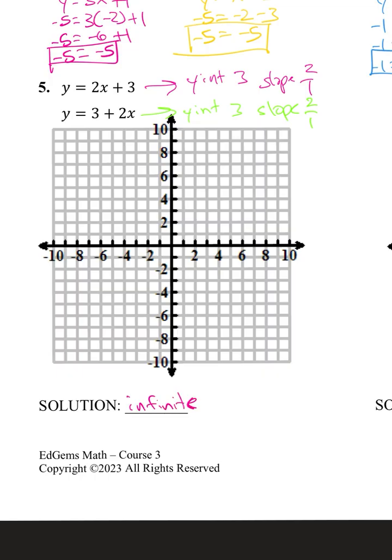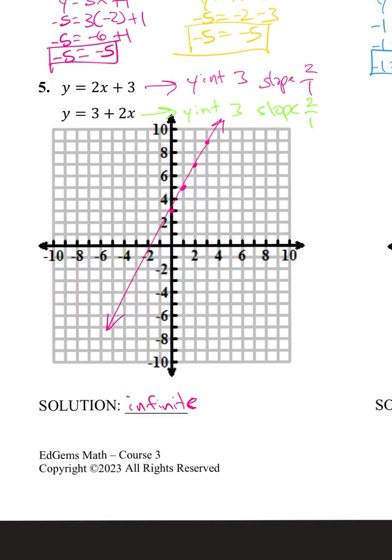Why? Because this is going to be the same line. So let's go ahead and plot some points. My y-intercept for the first equation is positive 3, so from the origin, I'm going to go up 3 spots and plot that point. My slope is 2 over 1, so from this point, it's up 2 over 1, up 2 over 1. Let's connect those dots. Okay, so there's my first line.